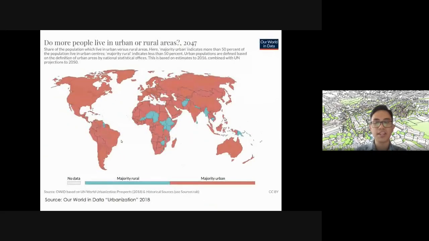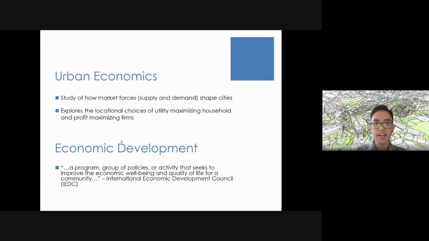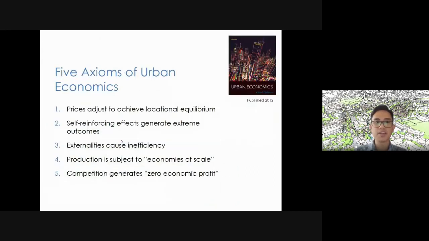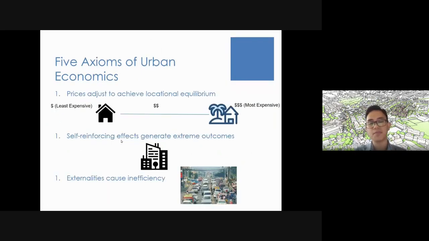So I'll show you the warning slide about Cebu becoming urbanized. Traffic problems, economics, axioms. So we'll just go to the axiom part. So far, it makes sense that prices change depending on the location. And then, also depending on the location, you might have self-reinforcing effects that create quote-unquote extreme outcomes.